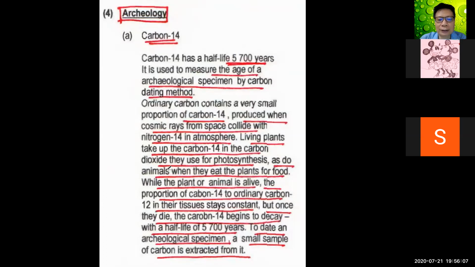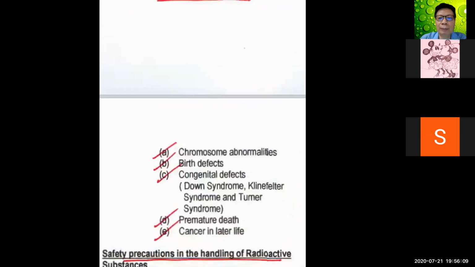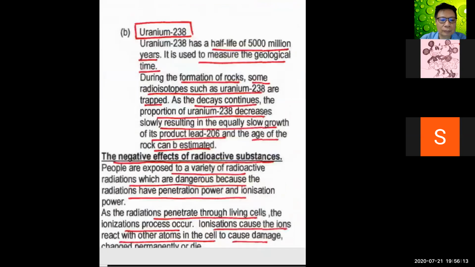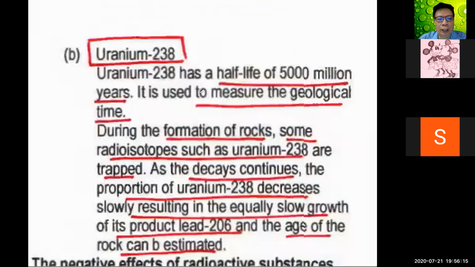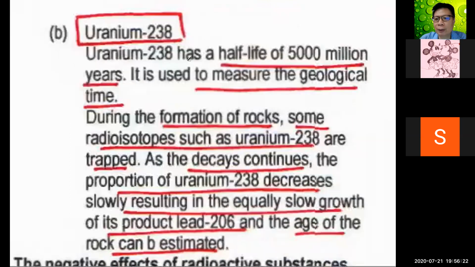Okay, next in archaeology is uranium 238. Uranium. Okay, this uranium is the most expensive, most dangerous thing in the world. Because radioactive energy is mainly produced by using uranium 238. Okay, but now we look at archaeology first.